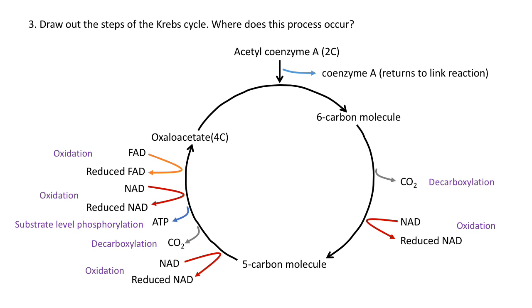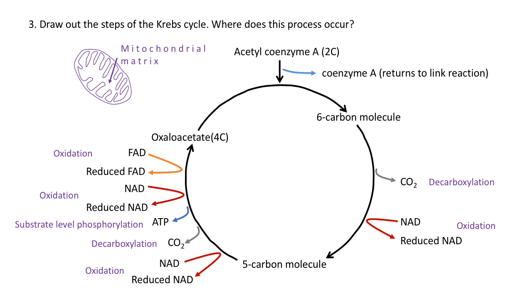So that's the Krebs cycle, and obviously leads to the regeneration of that oxaloacetate that can then be reused again to form that 6-carbon molecule, and the cycle can continue. It's also known as the citric acid cycle and the tricarboxylic acid cycle as well. Where does that occur? In the mitochondrial matrix.